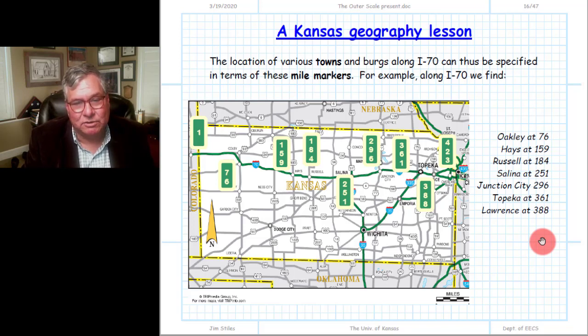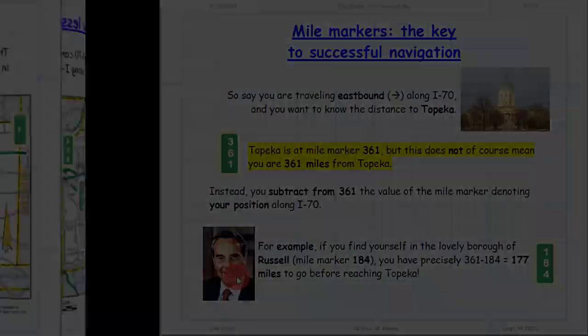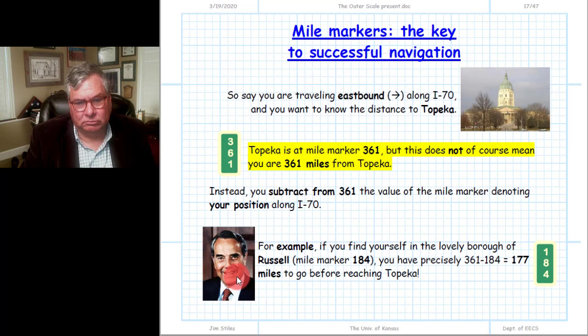By itself. So how do we use these mile markers? Why are they put alongside of the interstates? Say you're traveling eastbound along I-70 and you're trying to get to Topeka and you want to know how much further you have to drive to get to Topeka. Topeka is at mile marker 361. Again, that by itself is really of no significance. It means it's 361 miles from the western border, but you're not at the western border.